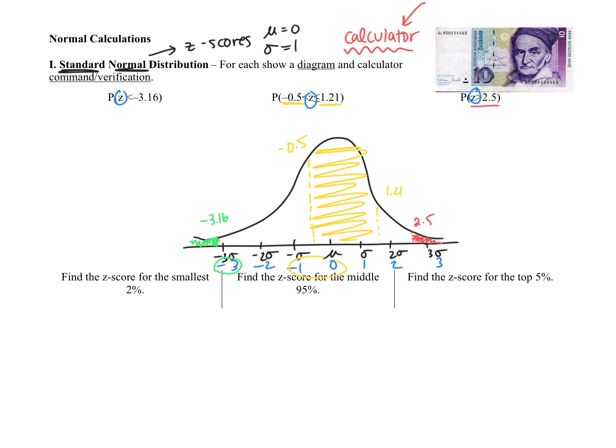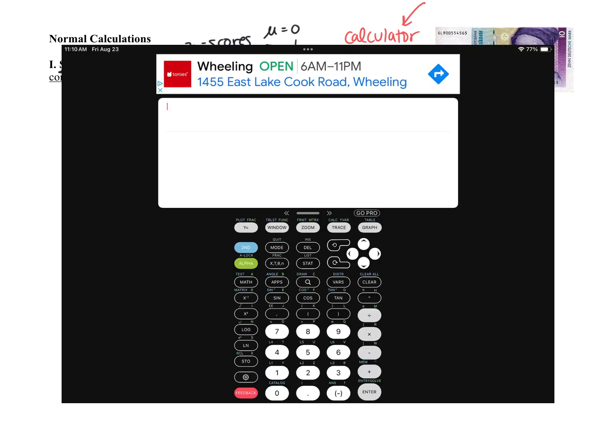We're going to do all of them in the calculator at the exact same time. One thing that I want to point out to you, though, before we go to the calculator: you might have noticed on the second one, we have less than and we have less than or equal to. In terms of area, there is no difference. Okay, so let's take a look at the calculator.